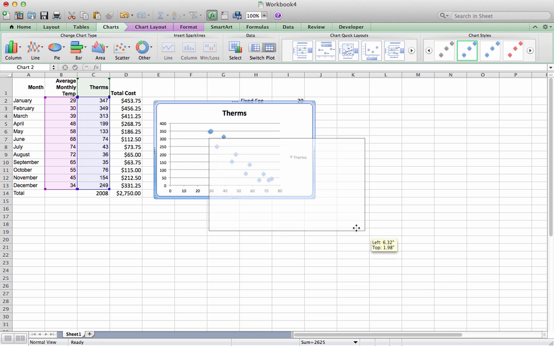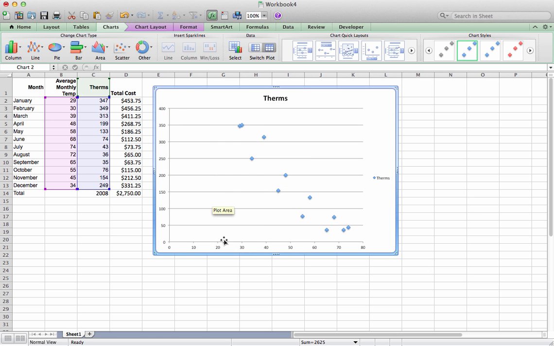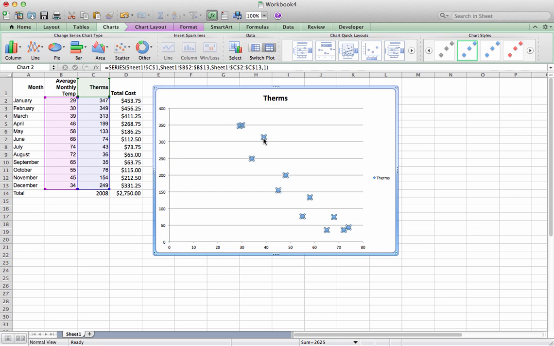And so now we can see a general relationship here. What we see is that as the temperature increases along here, the number of therms used decreases. No big surprise here. But what we're going to do now is click inside here, go to chart, and add a trend line, in other words, a line of best fit.